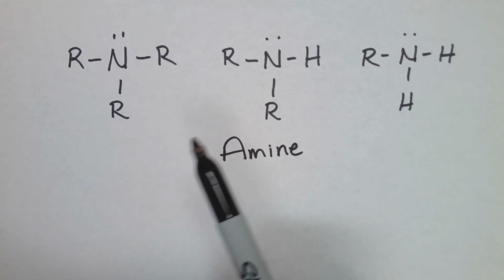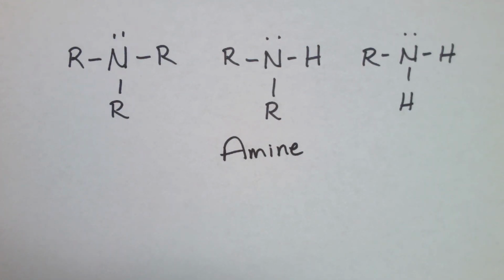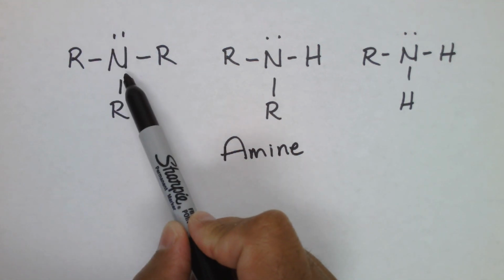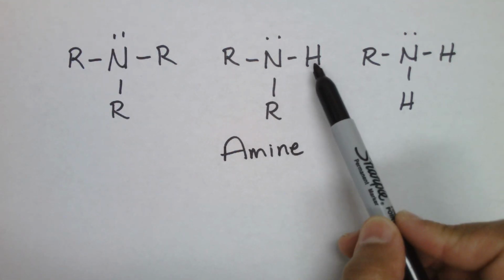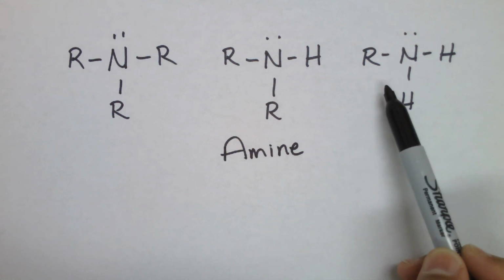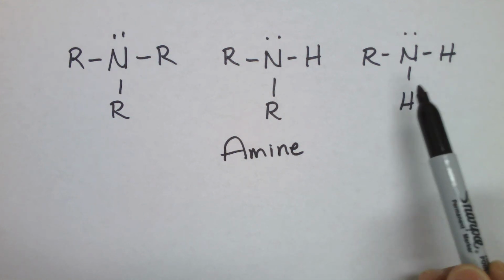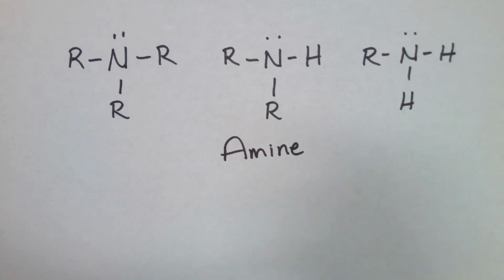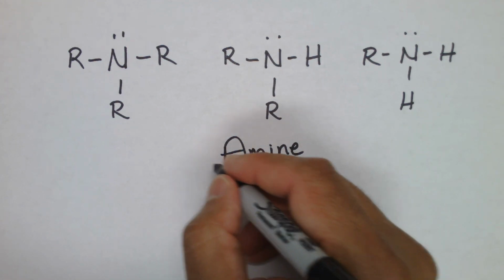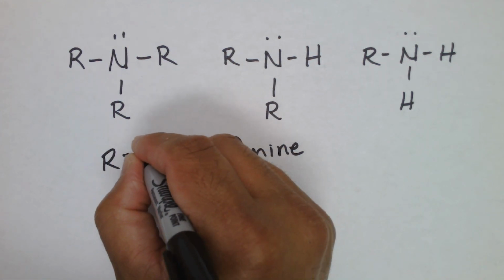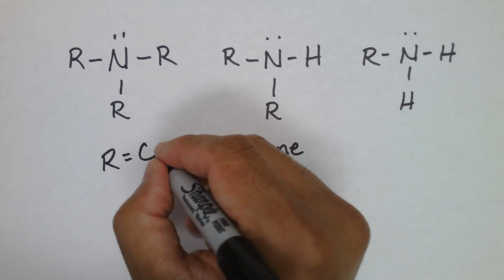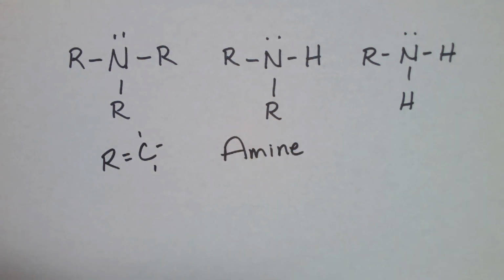Just to sum up here, these are all amine functional groups. The nitrogen could be bonded to three R groups, or two R groups and a hydrogen, or one R group and two hydrogens, and they would all be considered amine functional groups. As a reminder, R is some carbon atom or some carbon chain.